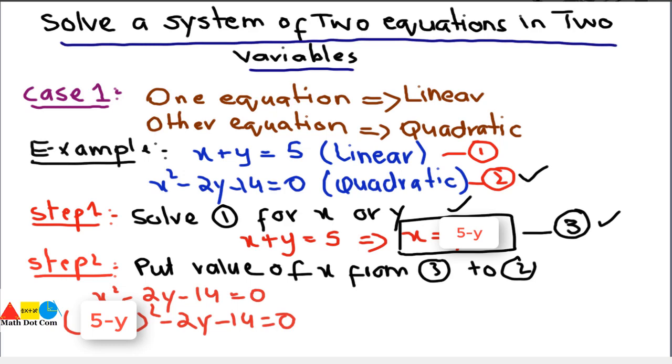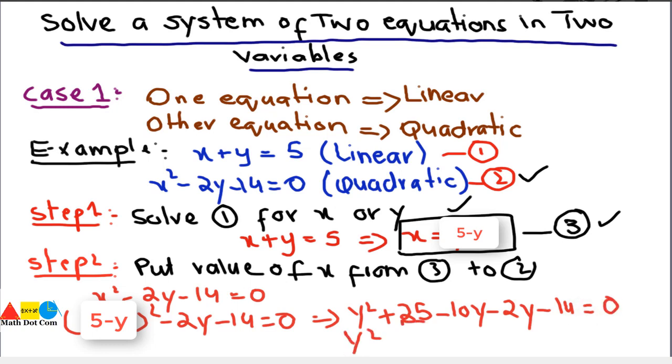Then we will further solve it by opening the formula of (a minus b) whole square. It will become y square plus 25 minus 10y minus 2y minus 14 equals 0. Then y square plus 25 minus 14, which is 11, and minus 10y minus 2y, which is minus 12y, equals 0. Now we have got another quadratic equation in terms of y. This is equation number 4. Now we have to solve equation number 4 by the method of factorization in order to get the value of y.